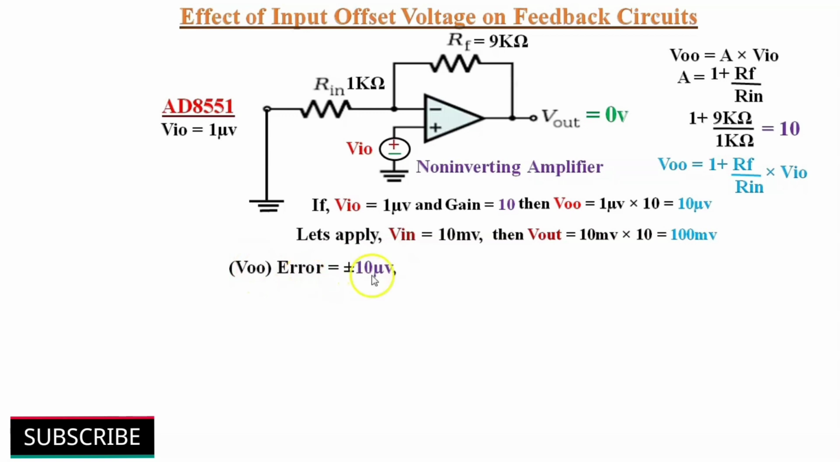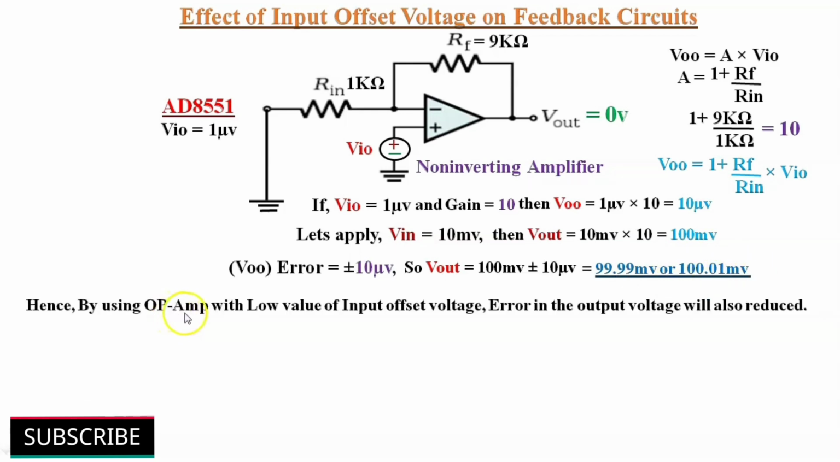We know the error is plus or minus 10 microvolt. So Vout is equal to 100 millivolt plus or minus 10 microvolt. Then our output voltage is either 99.99 millivolt or 100.01 millivolt. Hence from this example, we know that by using an op-amp with a low value of input offset voltage, the error in the output voltage will also get reduced. Here we have used op-amp AD8551 instead of LM741. Error in output voltage gets reduced by 1000 times.